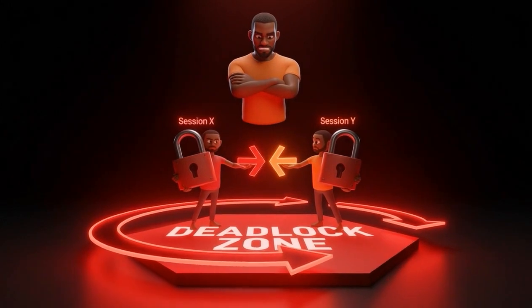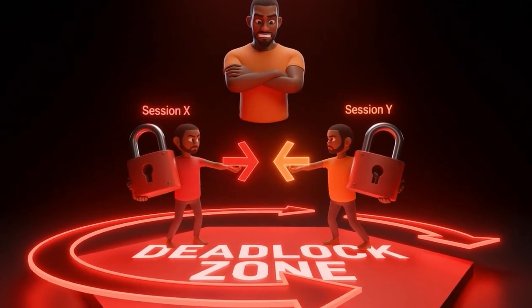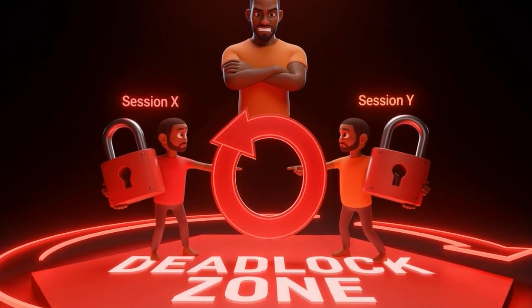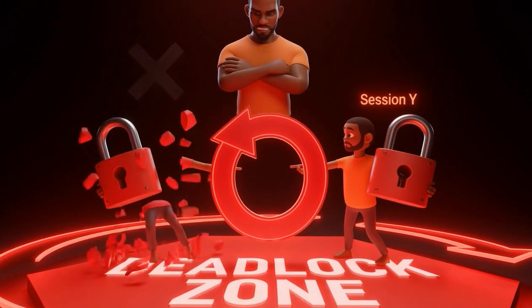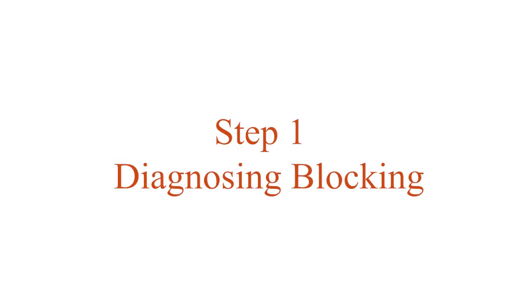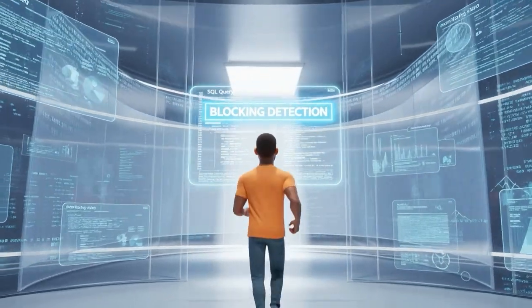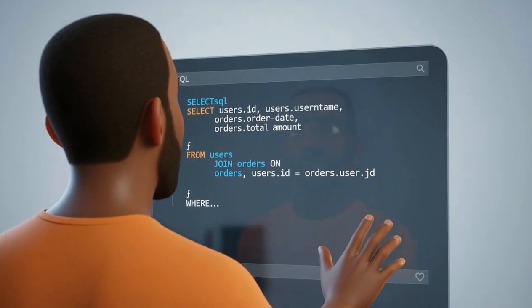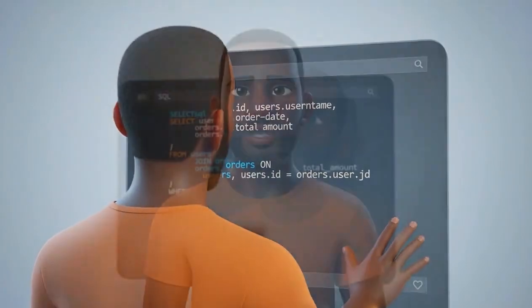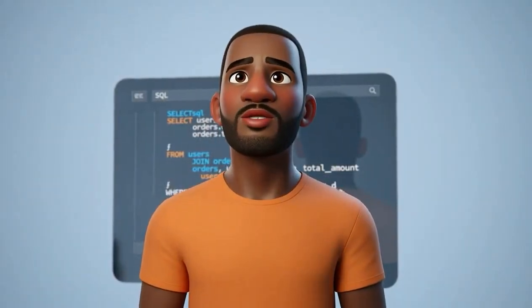Deadlocks are more severe. Two sessions are permanently stuck waiting for each other, and SQL Server must kill one of them to break the cycle. We covered the basic blocking detection query using DMVs in the monitoring video. Let's go deeper into diagnosing what's actually causing the block and how to resolve it.